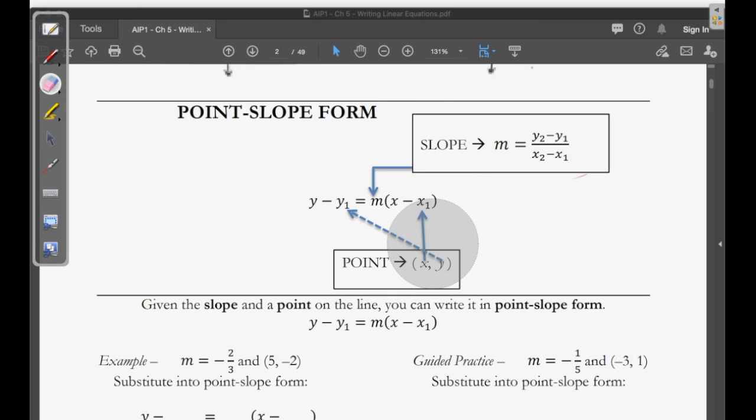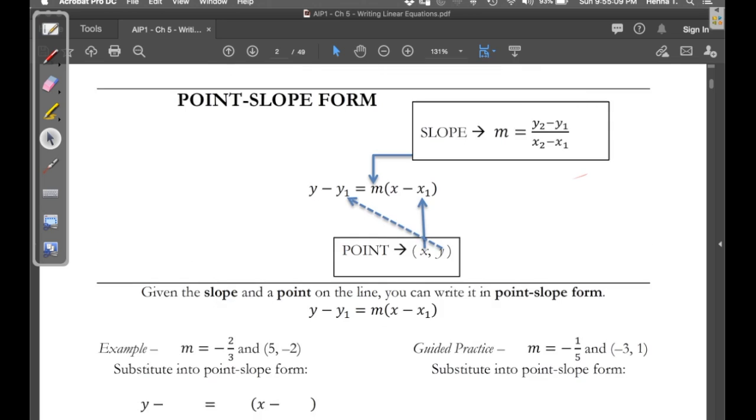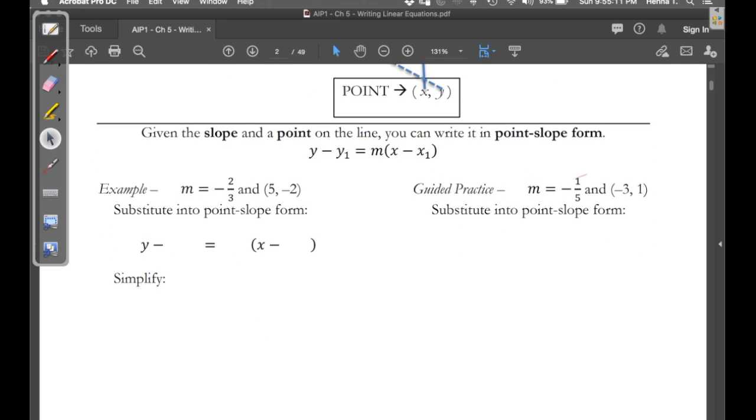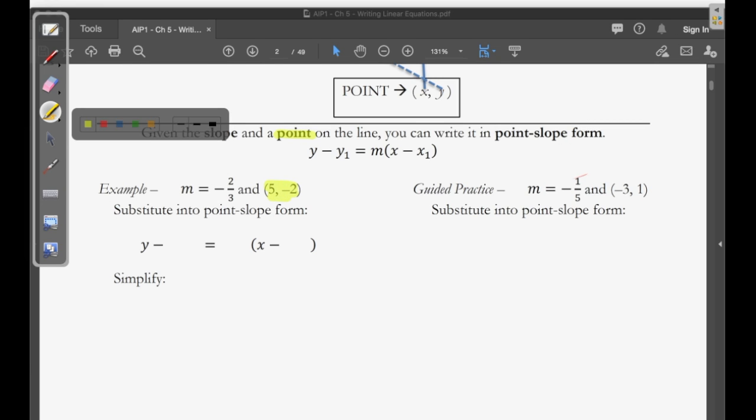Let's go to the bottom of this page. Given the slope and the point, meaning they're telling you, hey, we're giving you the slope, we're giving the point. Okay, so I have a slope and a point. Awesome. I can put this into PSF. My slope is -2/3. Okay, so I need to substitute it into where in the equation it would be. We are going to write -2/3 where the slope would be in the formula.